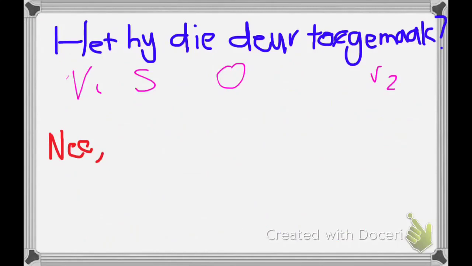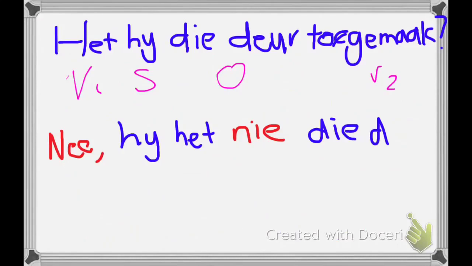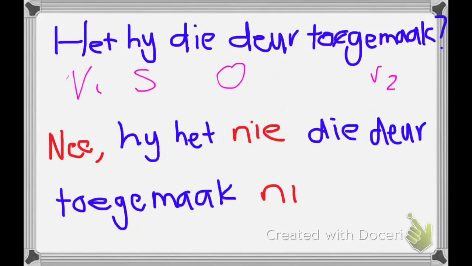So for the rest of the sentence, we carry on like we normally would. So then it's hy het nie, because remember the nie goes after the first verb, and then hy het nie die deur toegemaak nie. Again the nie goes to the end of the sentence, and here we have two nies, one after the first verb and one after the second verb. So we can see that although it's a question, it is a two nie question. It's not a pirate sentence. It's a normal sentence.